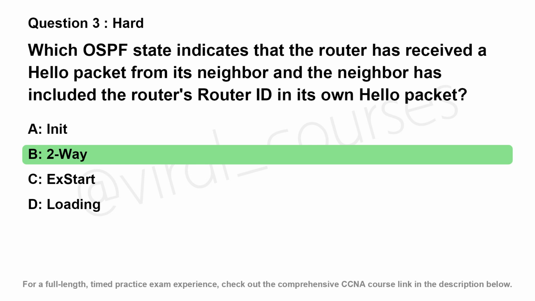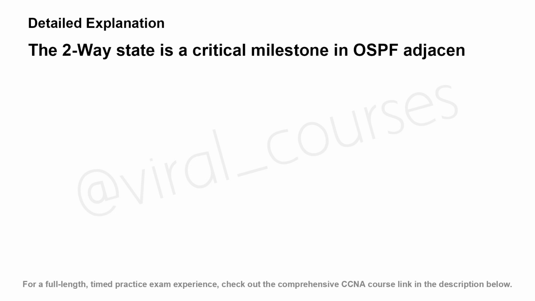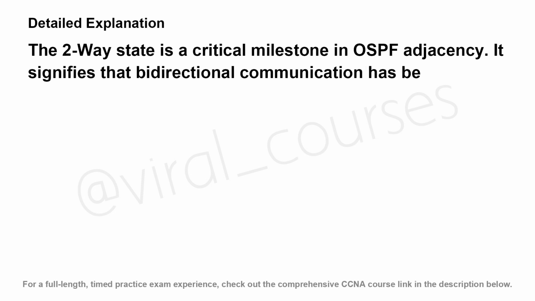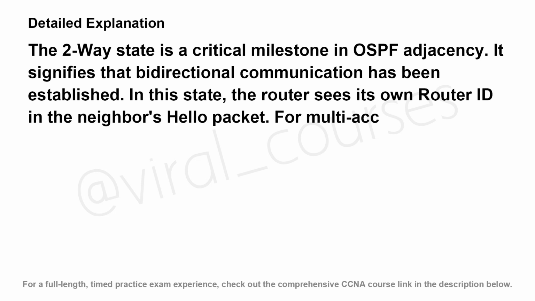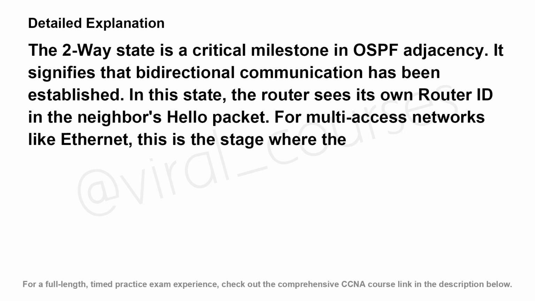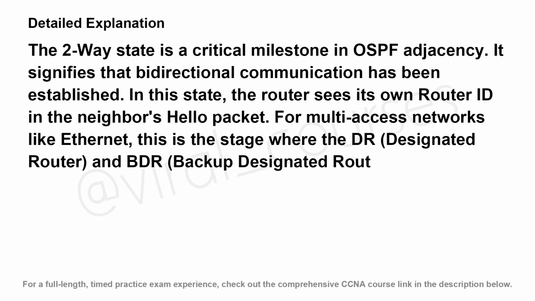The correct answer is B. The two-way state is a critical milestone in OSPF adjacency. It signifies that bidirectional communication has been established. In this state, the router sees its own router ID in the neighbor's hello packet. For multi-access networks like Ethernet, this is the stage where the DR, designated router, and BDR, backup designated router, election occurs.